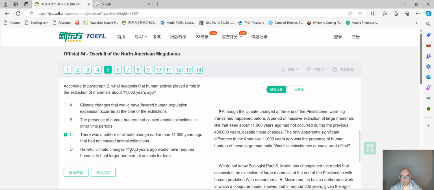Harmful climate changes 11,000 years ago would have required humans to hunt large numbers of animals for food. No, that's not what they explained here. Okay, so let's look at the next one.